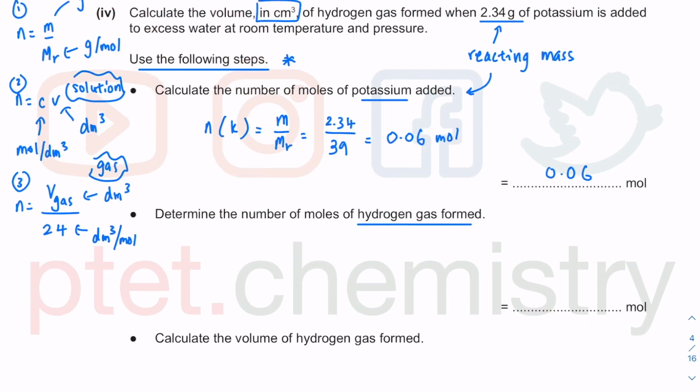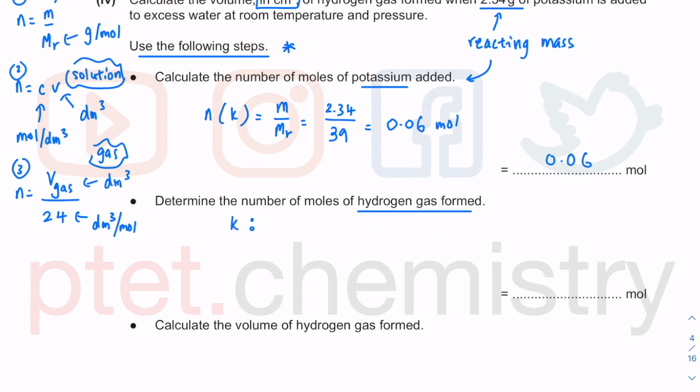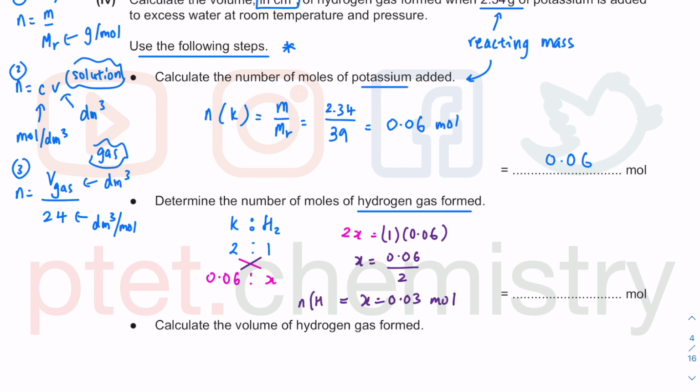2 mole of potassium is to 1 mole of hydrogen gas. This is from the balanced equation. And now I have 0.06 mole of that, and I get X. So you can cross multiply. So 2 times X equals, in the other direction, 1 times 0.06, then X equals 0.06 divided by 2, X equals 0.03 mole of the hydrogen gas there.